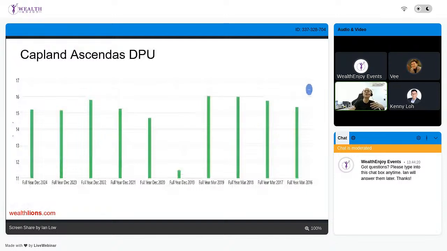Keppel Ascendas DPU, I would say not bad. In the past it was doing better, but right now with high interest rates, they are still doing okay. So I don't mind buying it now.